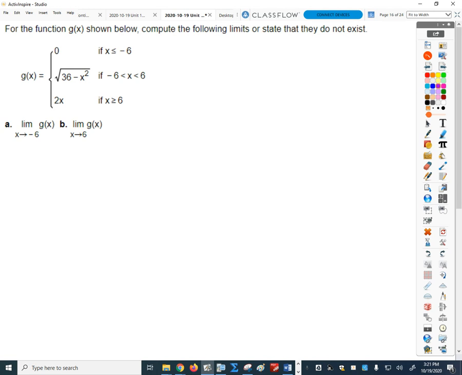Okay, what about this one? For the functions shown below, compute the following limits or state that they don't exist. Okay, well, how could we do this on Desmos? There is a way to do piecewise functions on here. I've done it before, and I can't honestly remember how I did it. But here's a way you could do it.